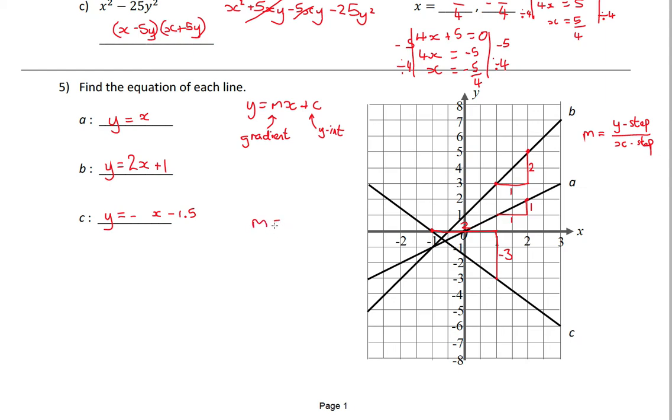Negative 3 divided by 2, you could write that as negative 1.5. Okay, or you could just leave it in fraction form, and if one of those numbers is negative, then the whole fraction is negative. Okay, because I've put the y-intercept as a decimal, I'm going to put the gradient as a decimal. Okay, but either is correct.